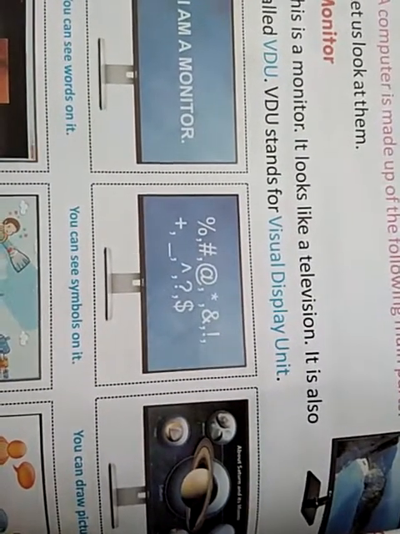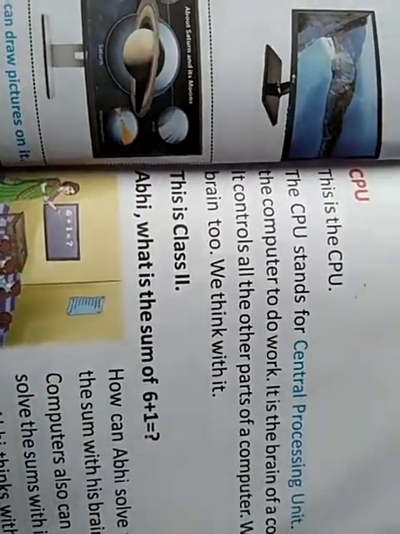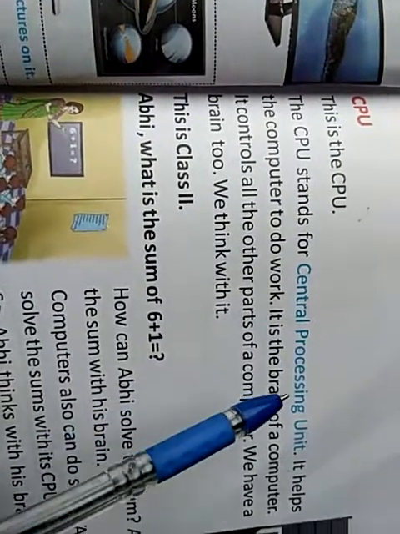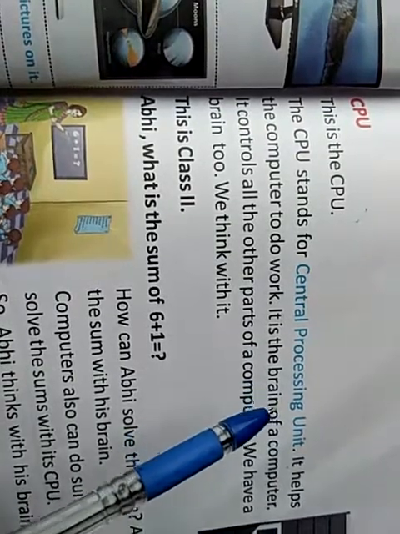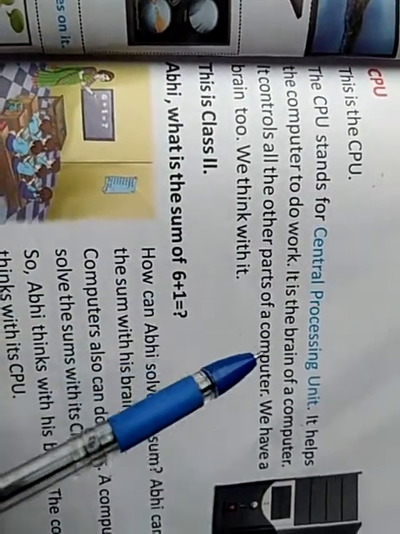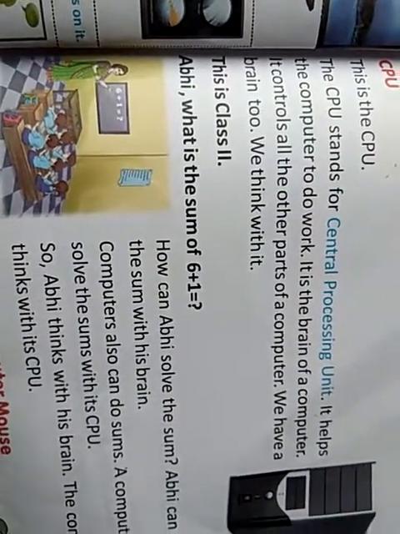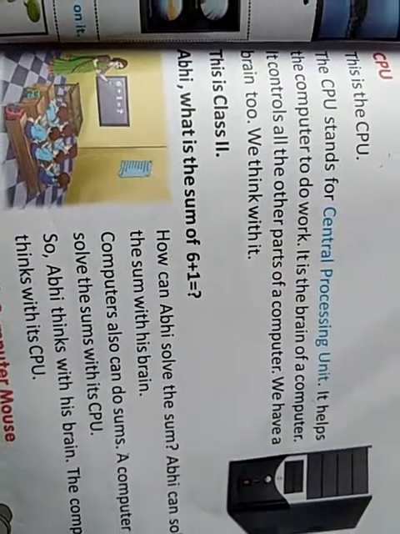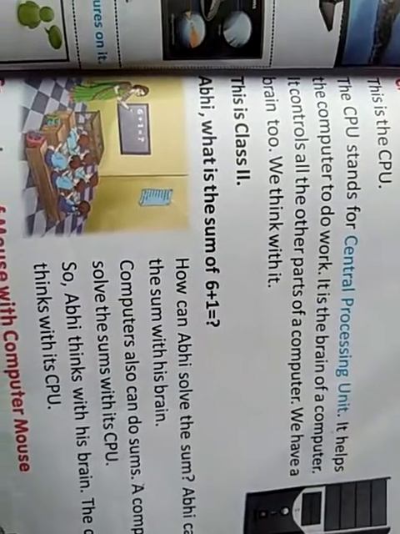Okay. Now comes the next, that is CPU. CPU stands for Central Processing Unit. It is also known as the brain of computer. It helps the computer to do work. CPU controls the whole computer. CPU looks like a box. Without CPU, computer will not start.